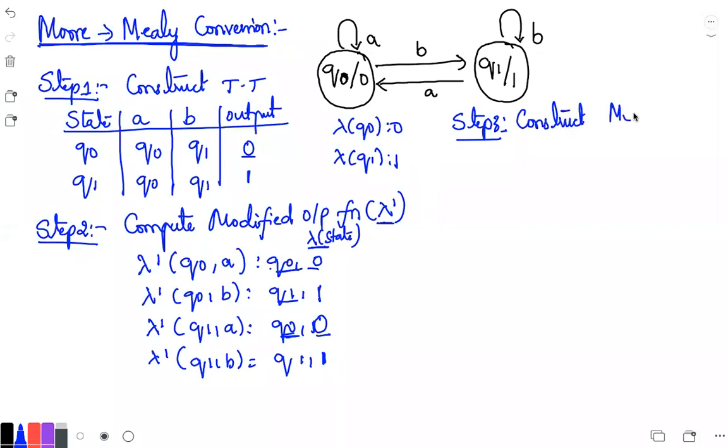Construct the Mealy table. That's it, the problem is done. So this is the Moore table. What will be the Mealy table? It's the same states, with inputs 0, 1. But for each input, we have a next state as well as an output. This is the Mealy table.